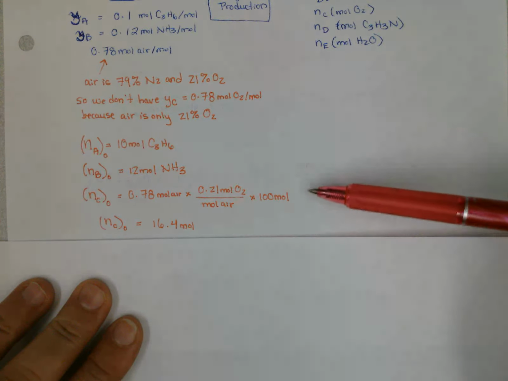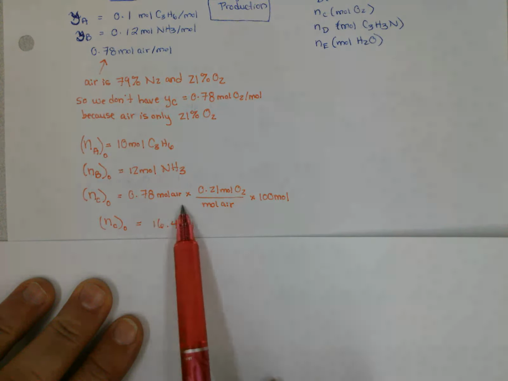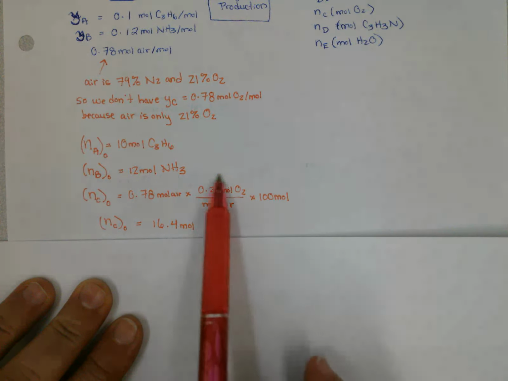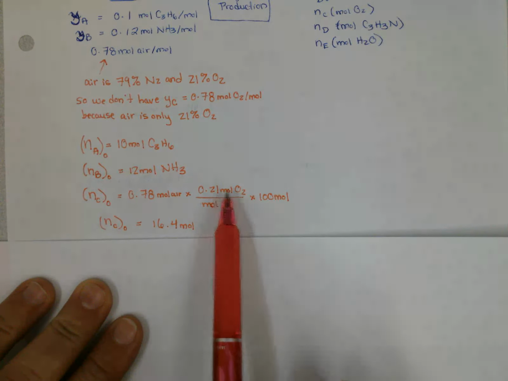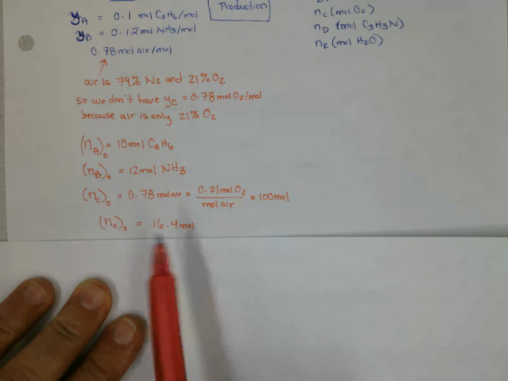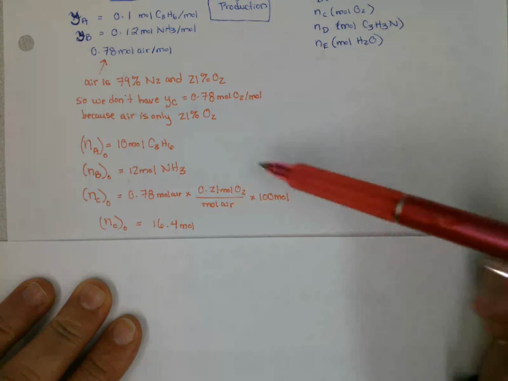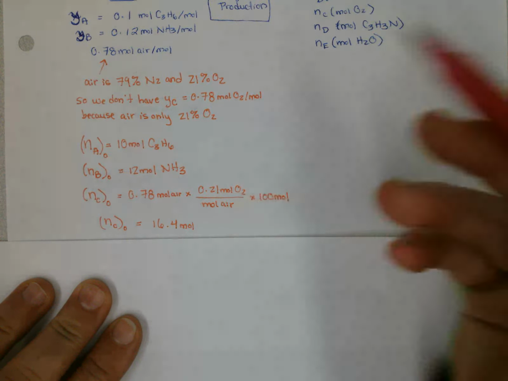Now, a little trick here for this problem, and this is how you need to do it. If you have 78% air in the system and only 21% of that is O2, you can multiply 0.78 times 0.21 times the 100 moles to give you 16.4 moles of oxygen starting in the system. Now, on an exam, I would give you this 0.21, and I wouldn't expect you to know what the composition of air is. That's where that comes from.